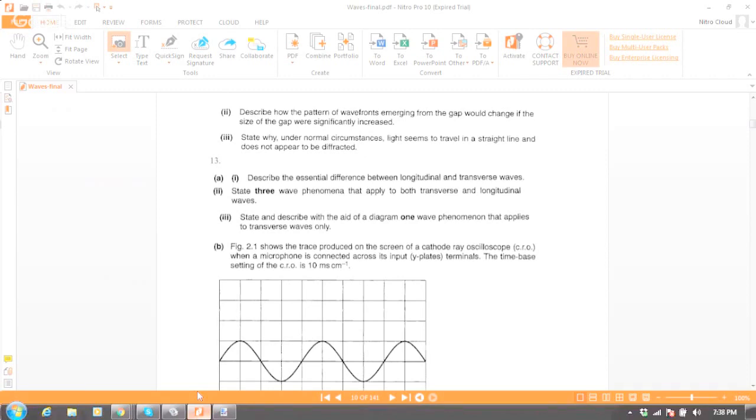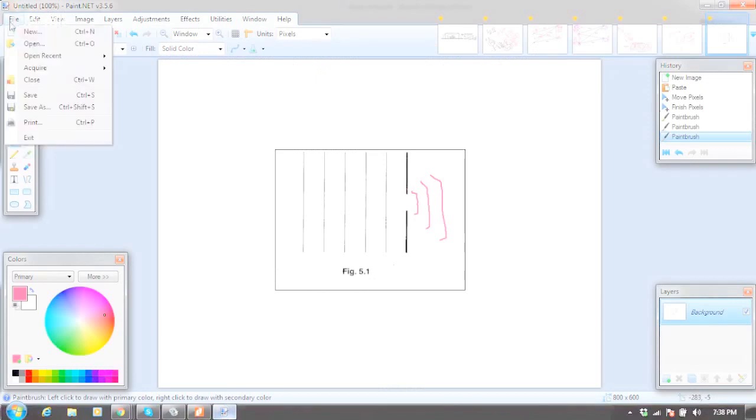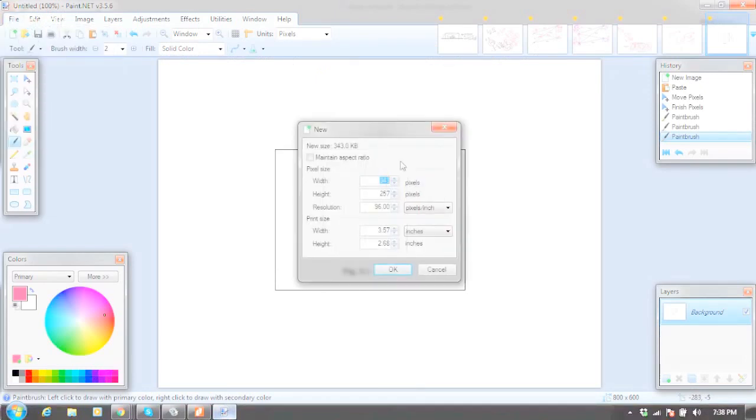Describe how the pattern of wave fronts emerging from the gap would change. We will reduce the sides. Part 3: state why under normal conditions light seems to travel in a straight line and does not appear to be diffracted. You know, in daily life, we cannot observe an interference pattern, we cannot observe a diffraction pattern.